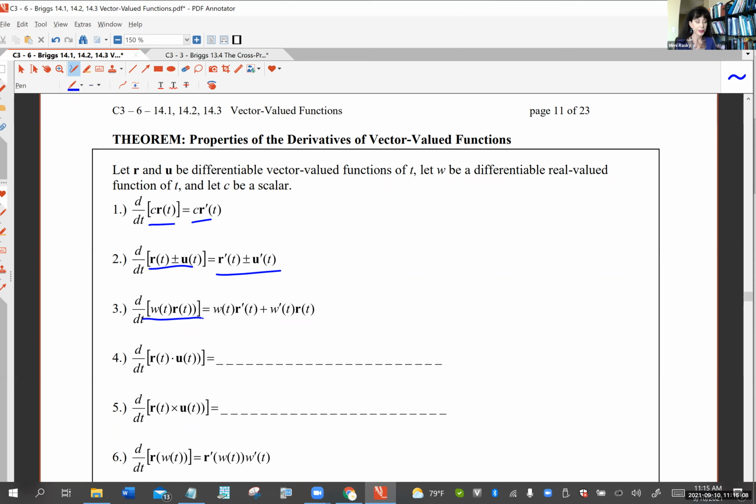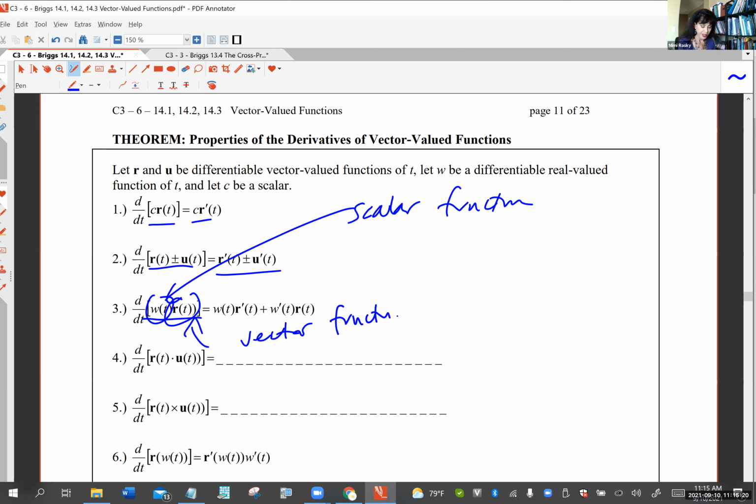Now this one's weird. What if you take the product of a scalar function with a vector valued function? This is not a dot product, people. All you do is use the product rule, just like you learned from Calculus 1, and it would be w of t times r prime of t plus w prime times r.